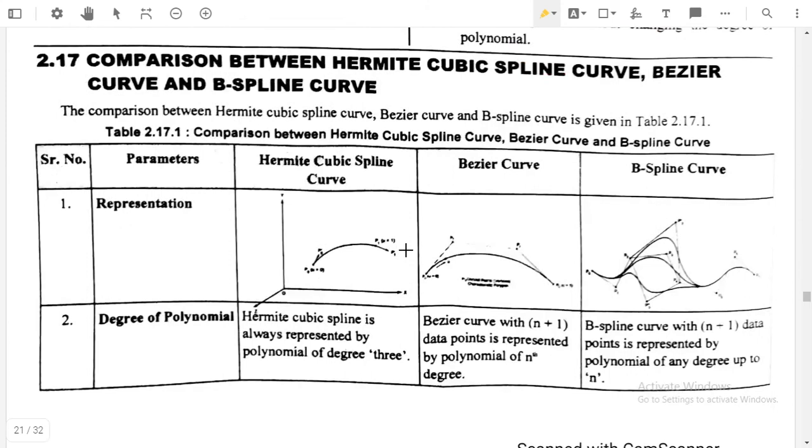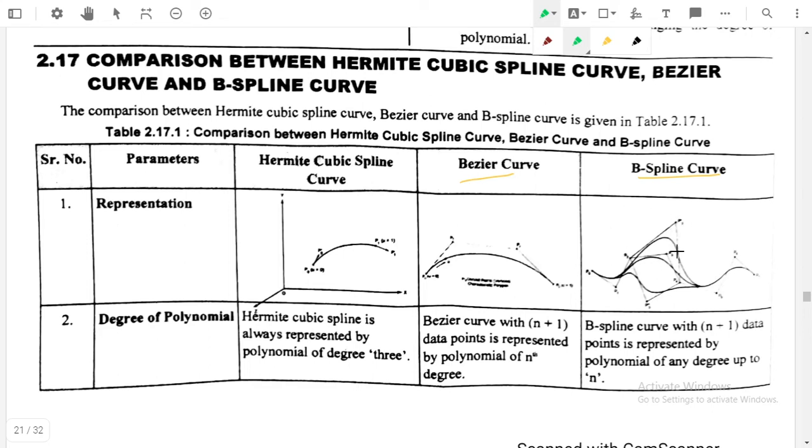Now we will compare all these three curves. See here, there are some parameters: Hermite cubic spline curve, Bezier curve, and beta spline curve. This is the representation. To represent the Hermite cubic spline curve, we require two endpoints and the two tangent vectors at the endpoints. To represent the Bezier curve, we require a number of data points, and as the position of the data points changes, the shape of the curve will change.